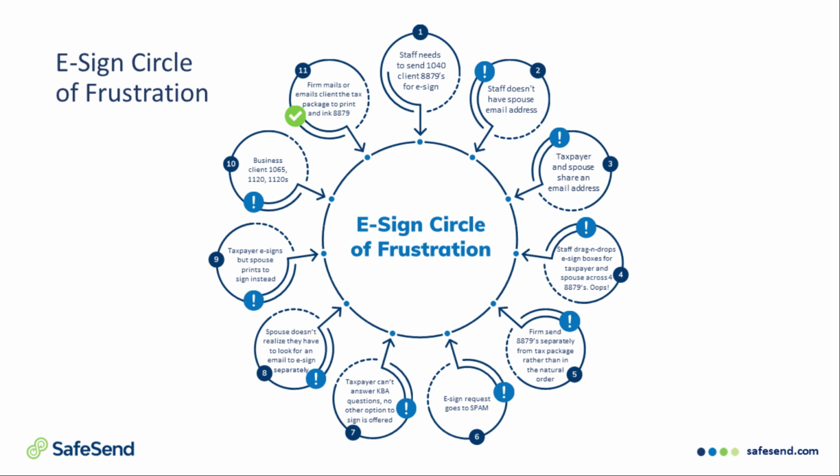So let's say that you're an admin in a firm and you're ready to send out 8879s for e-sign requests to your clients. When you upload that 8879 to the e-sign product, then you have to identify who's going to sign where, and you're dragging and dropping those signature boxes. Well, if you're doing this across tens, hundreds or thousands of 8879s, you get in a position where ultimately you'll drag the taxpayer signature box where the spouse should sign and vice versa. Your client receives it and they can't sign because it's the wrong people for the different signatures, and it creates frustration, and you have to redo it.